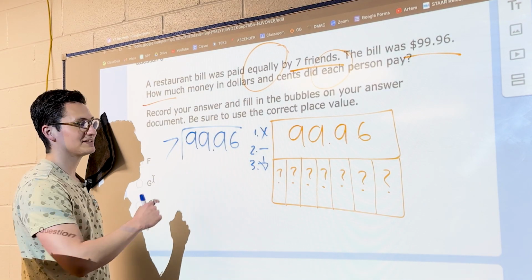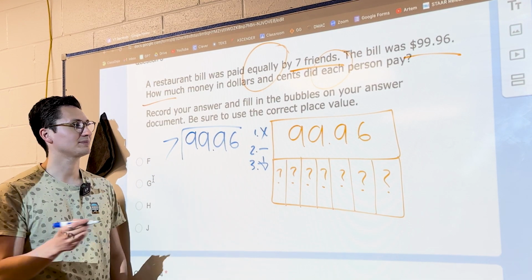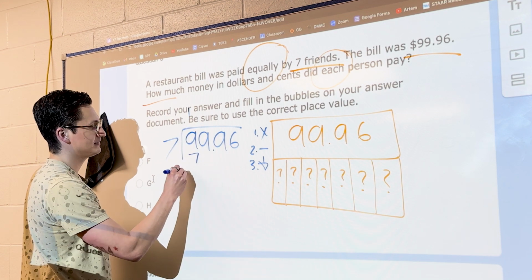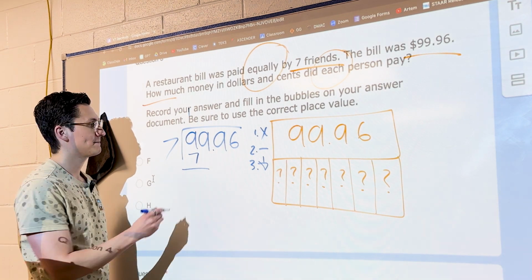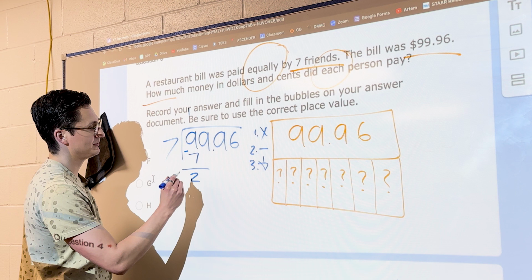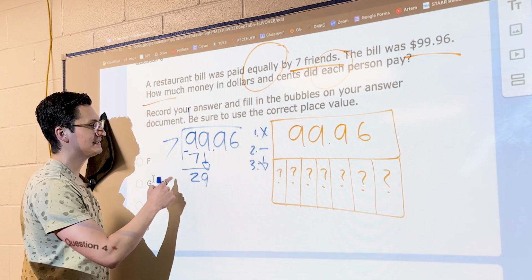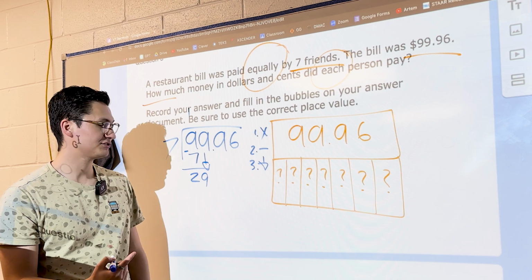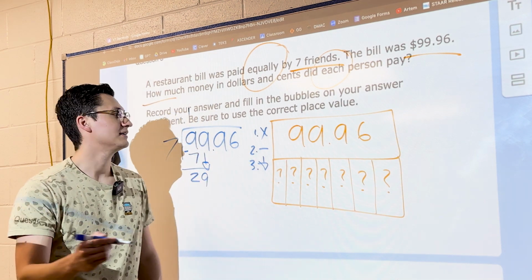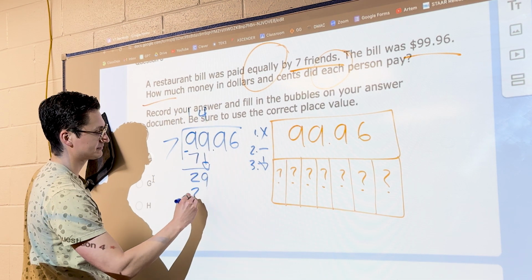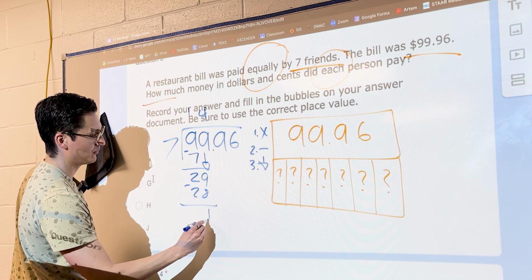7 times what is going to give us 9 or as close to 9? 1. 7 times 1 is 7. Step 2, subtract. We get 2, and then step 3, bring down. 7 times what is going to give us 29 or as close to 29? 4. 7 times 4, good job. We subtract and we get 1.